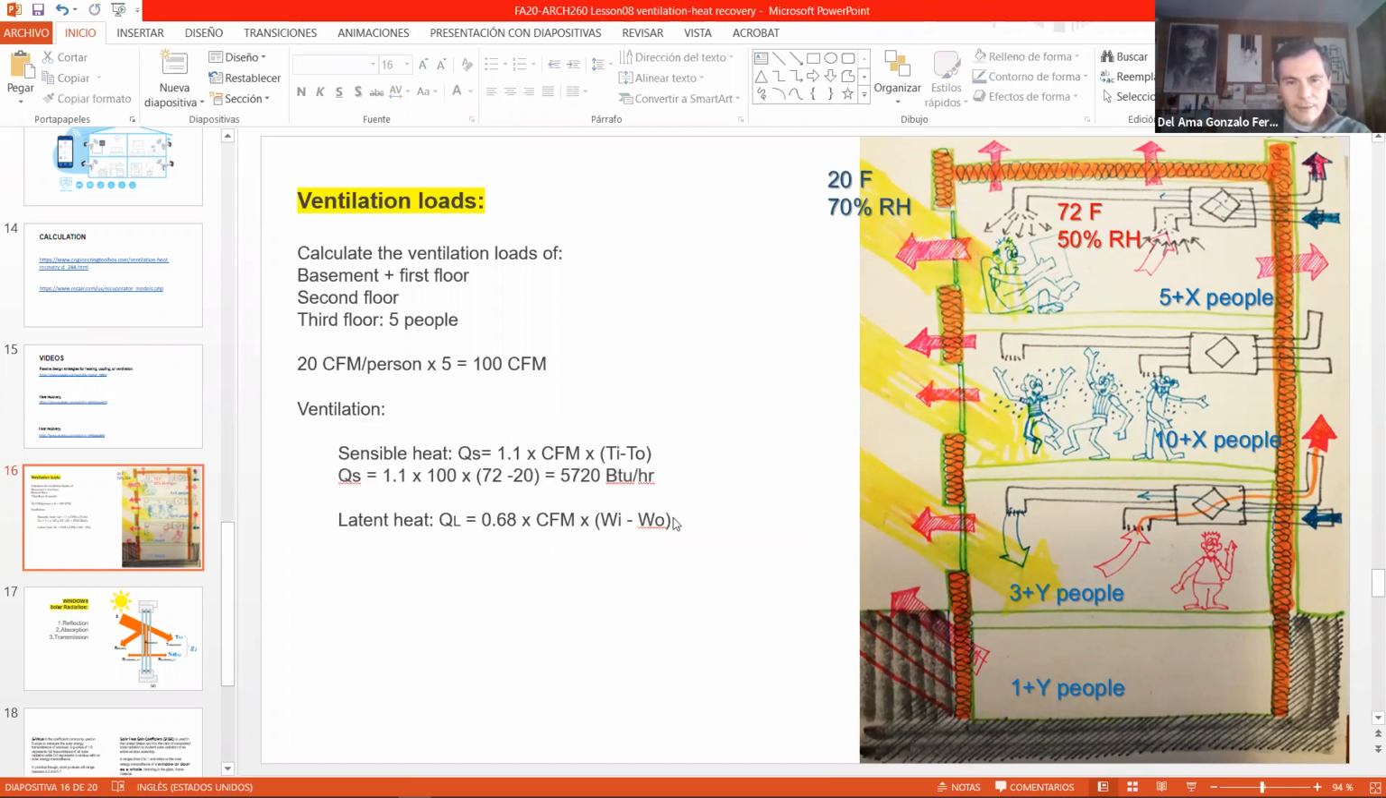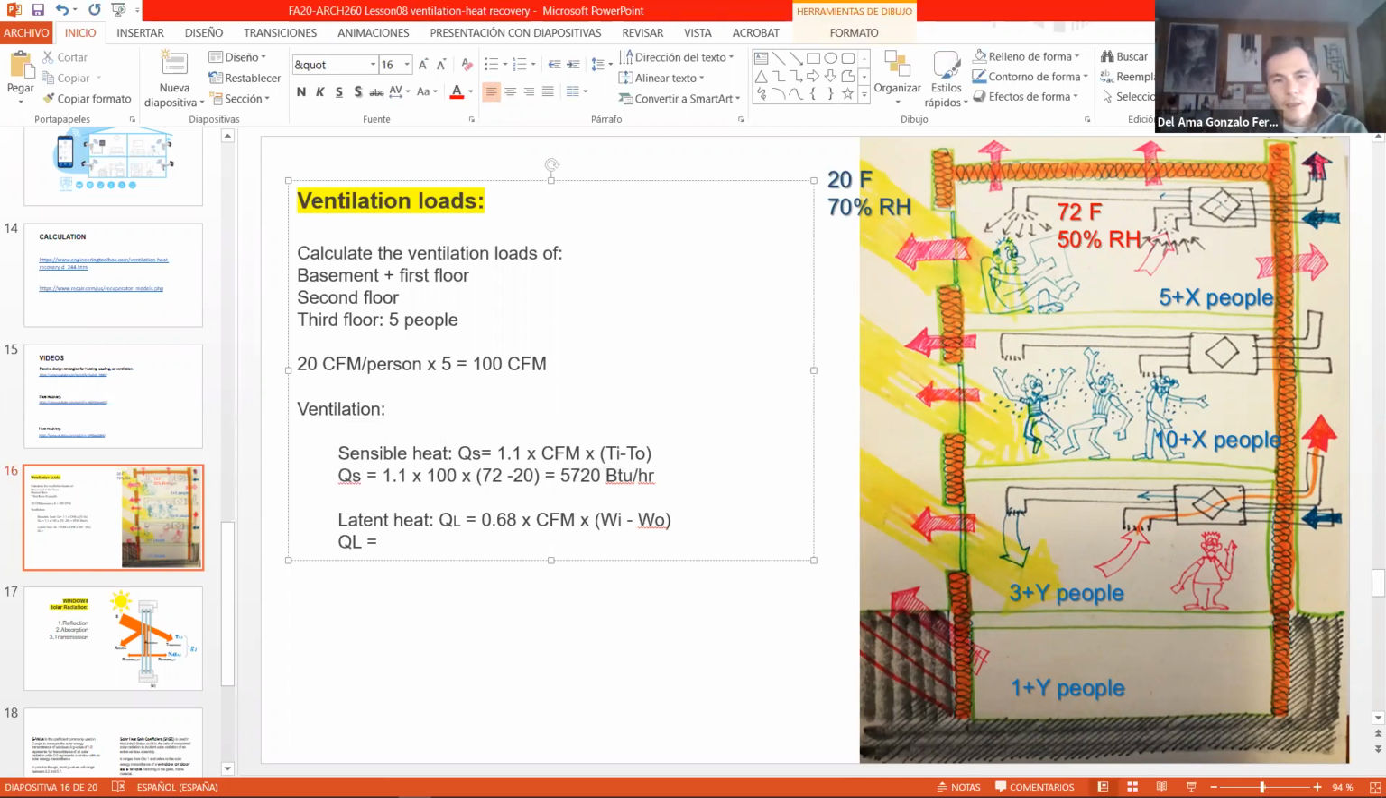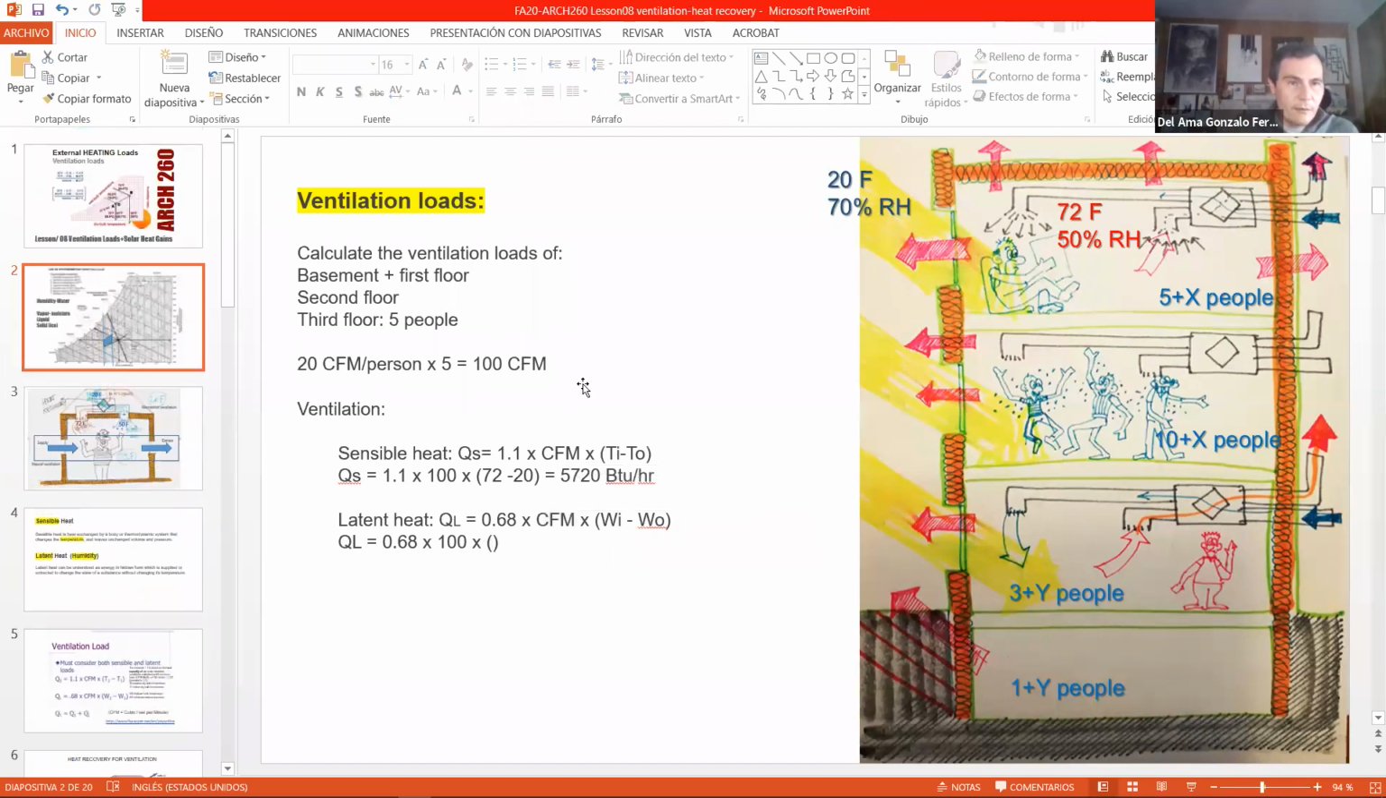What is the latent heat load? So Q latent heat load equals 0.68 times CFM. It's the same, it's 100, because CFM is the same for the heating and for the latent. Times here we have to calculate the wet bulb temperature. Okay, so for the wet bulb temperature, we need to understand how this psychrometric chart works.